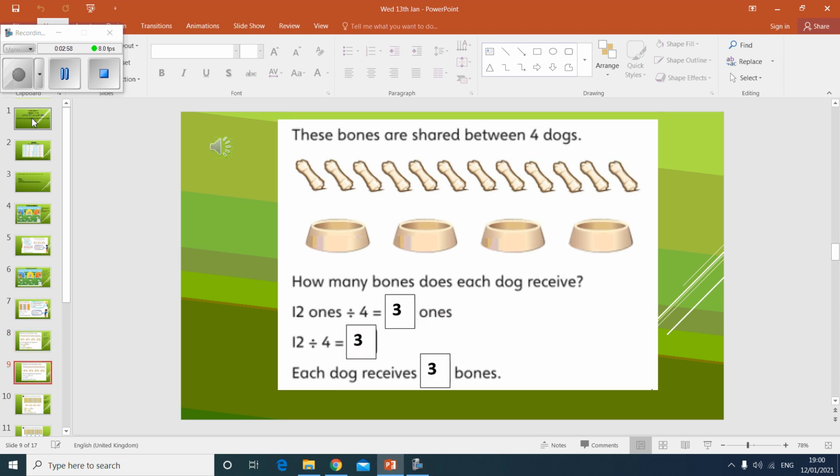So in your book, you should have the answer 12 ones divided by 4 equals 3 ones. 12 divided by 4 equals 3. Each dog receives 3 bones.